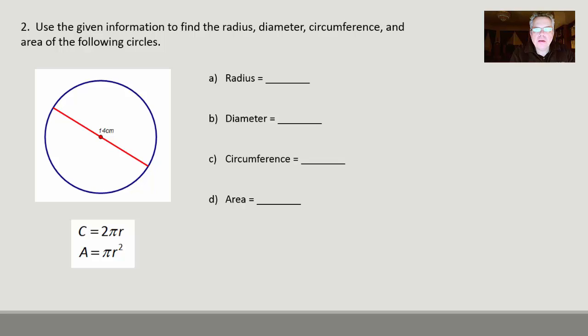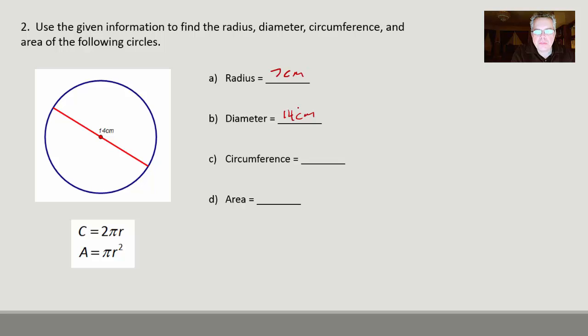All right, next example. Here we go. So we want to find the following information. Well, this time we know the diameter. So the diameter is 14. So let's fill that in first. We get one free one here, so 14 centimeters. Diameter is all the way across and radius is half of that, so this is 7 centimeters.